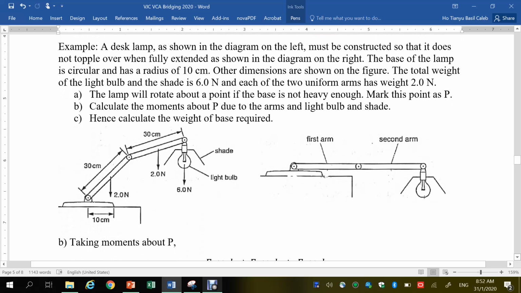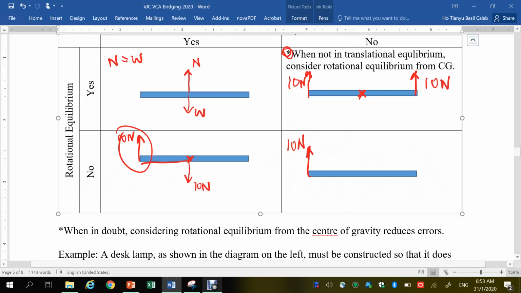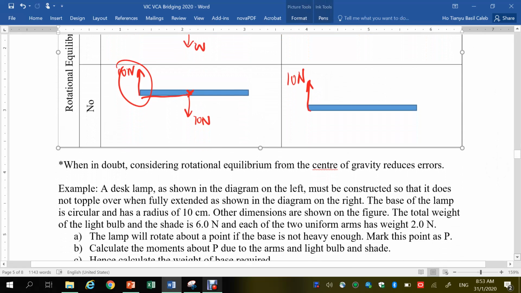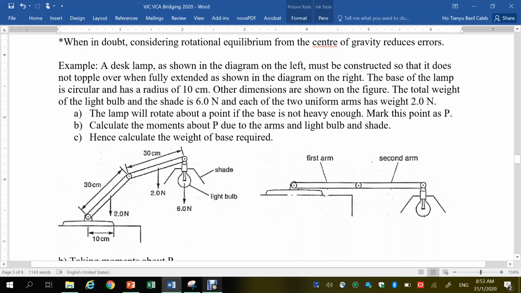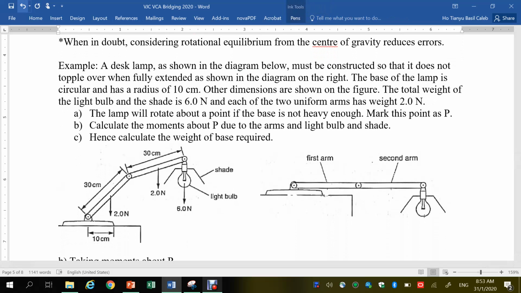This was an A-level question that you can actually solve with O-level knowledge. So let's look at this. A desk lamp is shown in the diagram below, right? And it must be constructed such that it does not topple over when it's fully extended. Sorry about that. Alright, extended in this diagram.